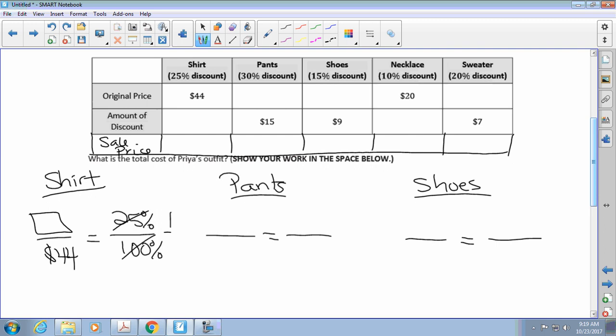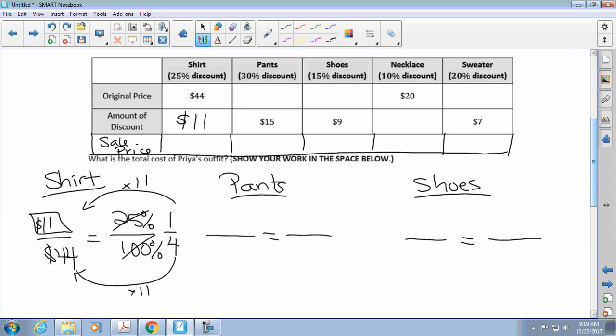What does 25 out of 100 simplify to? 1 out of 4. Very good. So 4 times what will give us 44? What do you think, Tim? 11. Nice job. So 4 times 11, 1 times 11. So how much was the discount? $11. Yep. All right, so you put that up here.